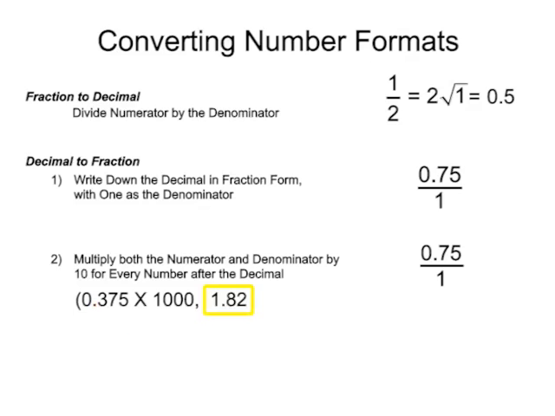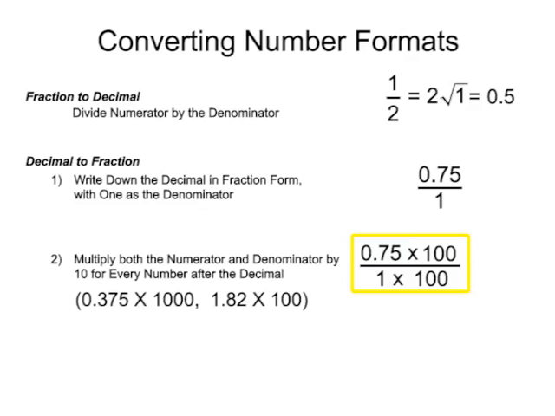For the decimal 1.82, you would multiply by 10 twice, or by 100, because there are 2 numbers after the decimal. In this example, the decimal 0.75 has 2 numbers after the decimal point. So we multiply by 100 for both the numerator and the denominator.